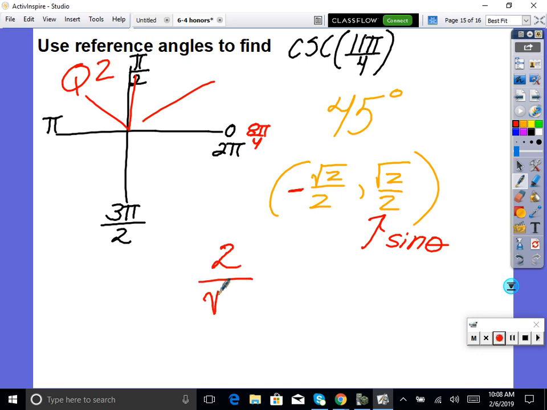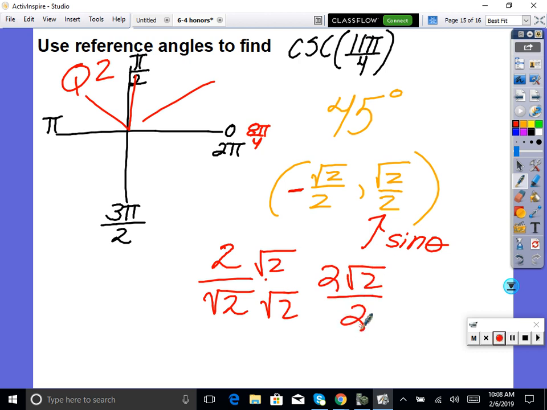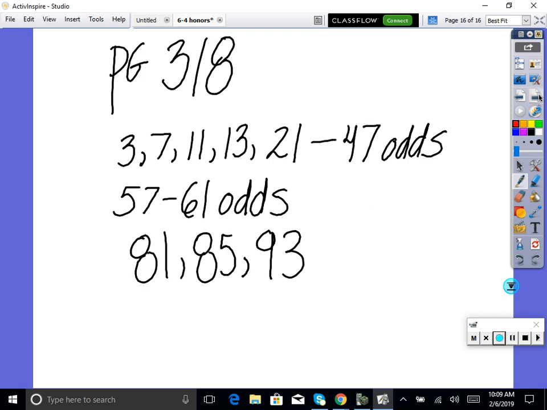let's do 2 over root 2 just so people can see it. And then you'd rationalize the denominator. So root 2, root 2. 2 root 2's over 2, a.k.a. root 2. Awesome. We love reference angles. It makes our life so much easier when we don't have a unit circle in front of us. And you won't in real life when you get to calculus.